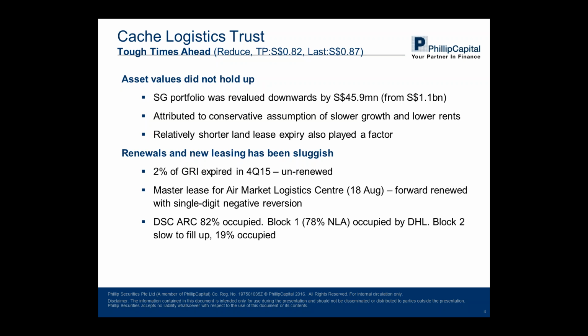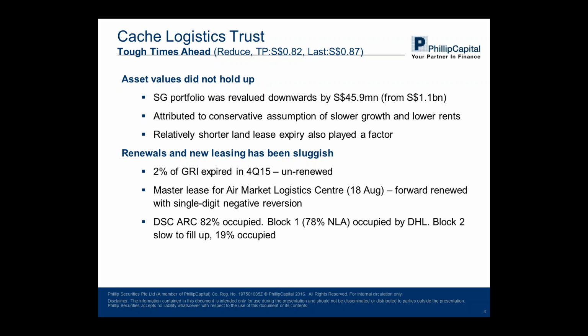The other thing to highlight in terms of their sluggish leasing is DSE Arc, which is their newest building in Singapore. It was a built to suit for DHL. This property is currently 82% occupied. It consists of two blocks, Block 1 and Block 2. Block 1 is 100% occupied by DHL, and it has a 78% weightage by NLA for this property. And the REIT has reported that Block 2 has been slow to fill up.